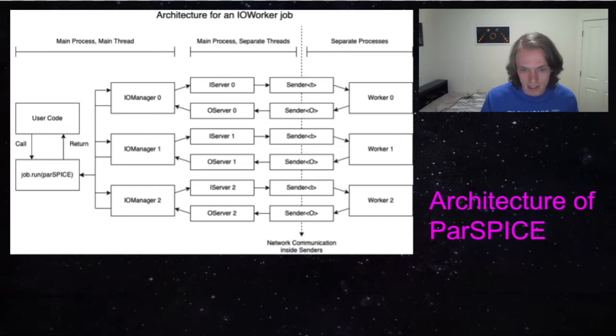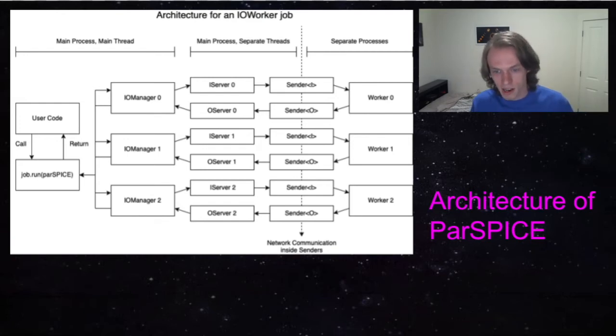Here's the basic design of ParSpice. The user writes the code that runs on the worker processes on the right and calls the run function on the main process on the left. ParSpice runs the worker processes in separate JVM instances and starts up a list of servers, I servers for input, O servers for output. As the workers run, they receive inputs from the I servers and give outputs to the O servers, and at the end, ParSpice aggregates all of the outputs and returns them to the user.